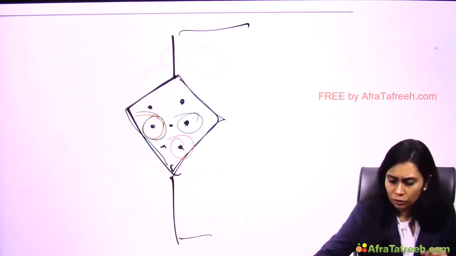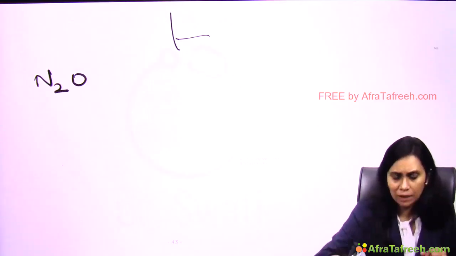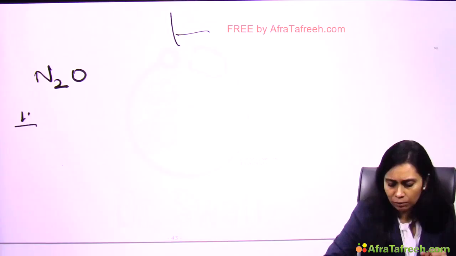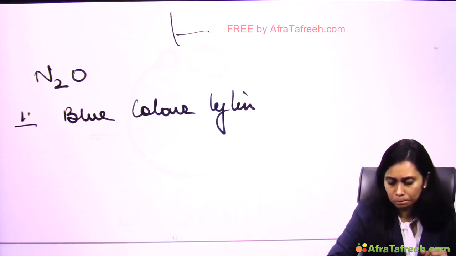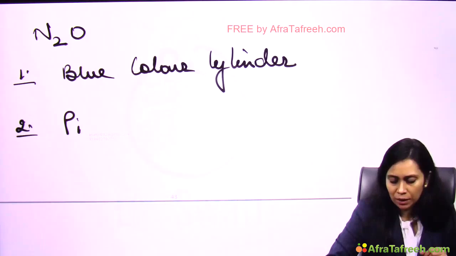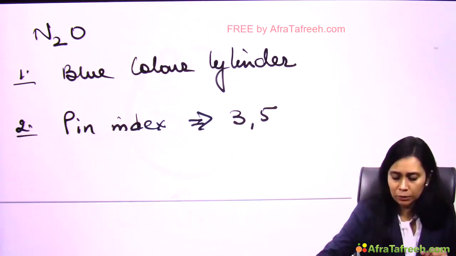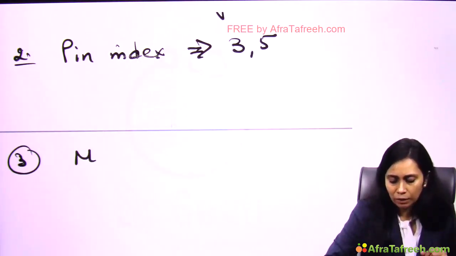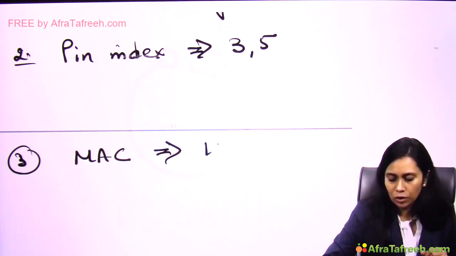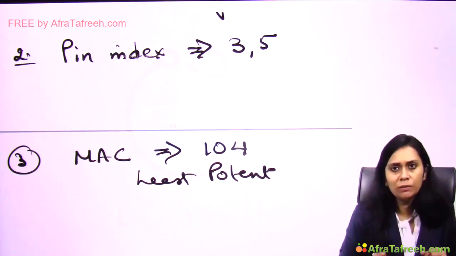Got it? Okay, so let us write the first point of nitrous oxide. We are discussing nitrous oxide and let us write the first point. Nitrous oxide is stored in a blue color cylinder. The second point: pin index is 3, 5 for nitrous oxide. Got it? Then the third point, MAC. MAC of nitrous oxide is 104, which makes it least potent.